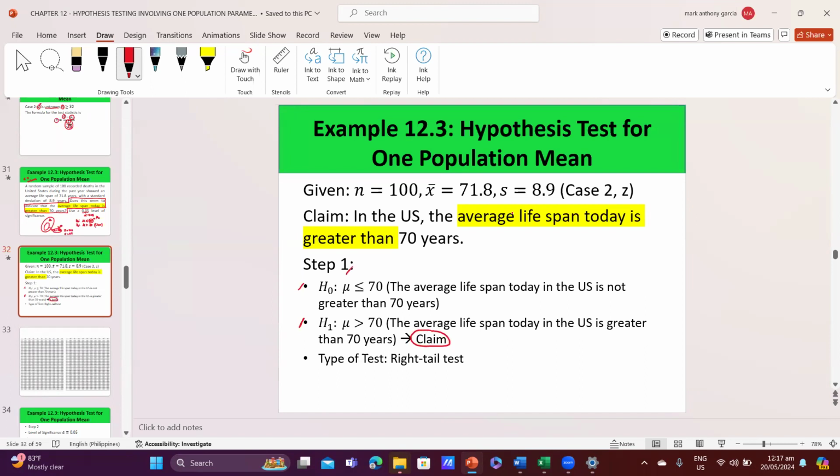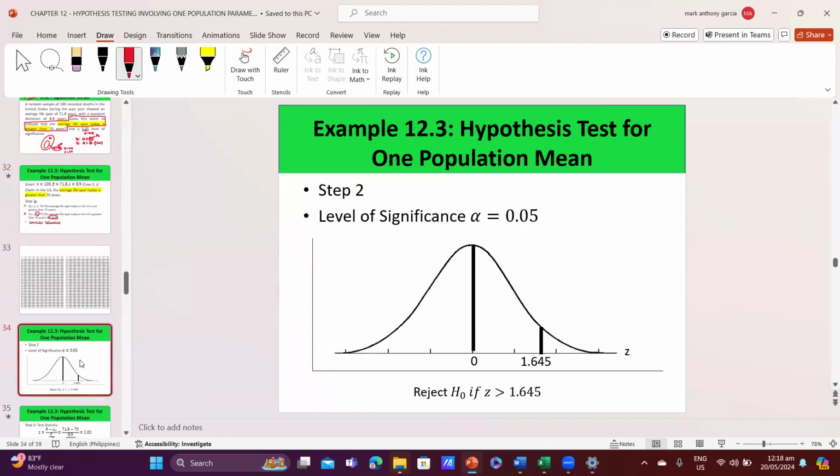In step one, we will also identify the type of test. So since H1 here contains the greater than symbol, then it's a one-tailed test or a right-tailed test. Right-tailed tests are also referred to as upper tail tests. And then step number two, we identify the level of significance alpha, which is 0.05. Now, since this problem is under case 2, we will use the z-test.